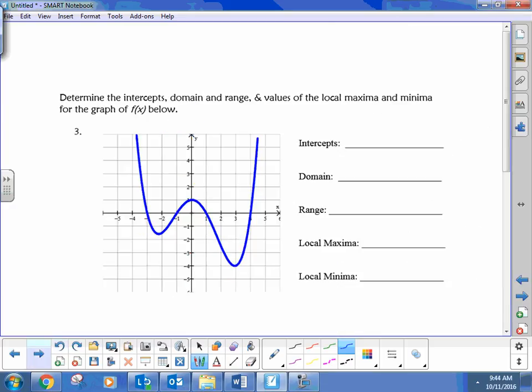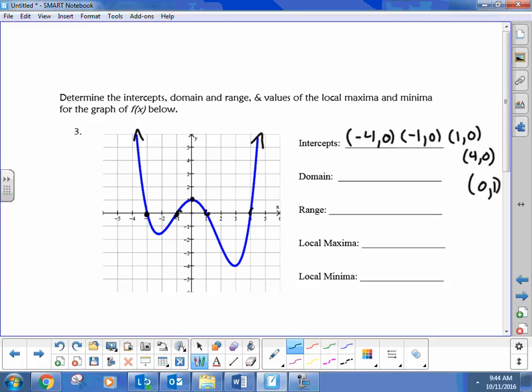So that's pretty easy. All right, let's look at this one. Same thing, intercepts on this one will be here, here, here, and here. So you're writing -4, 0, -1, 0, 1, 0, and 4, 0. And then after that, the other one would be 0, 1.